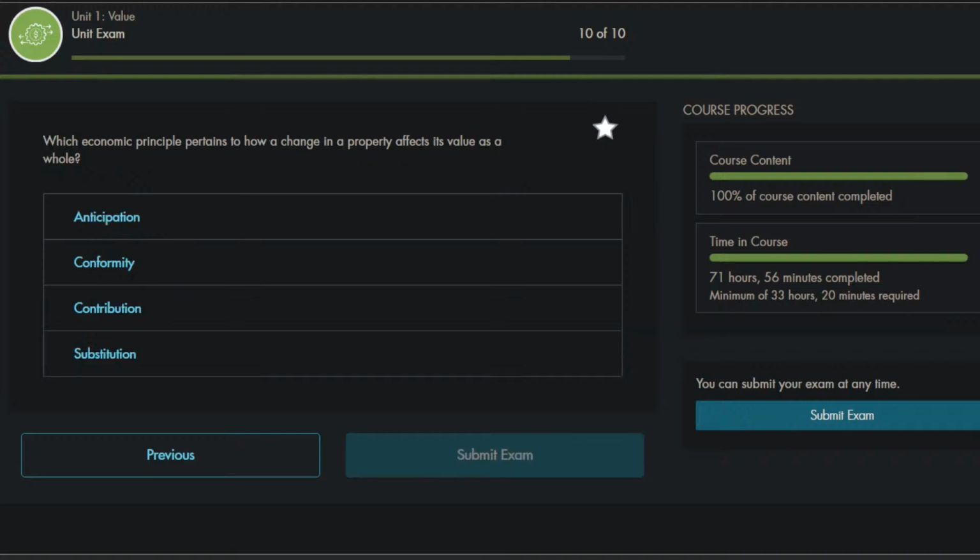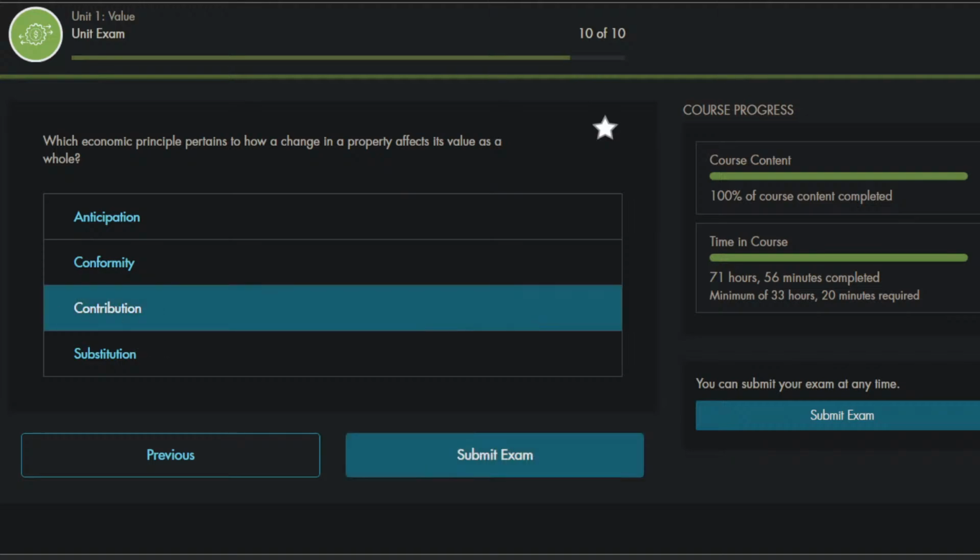Which economic principle pertains to how a change in a property affects its value as a whole? I believe that is contribution. A change in a property, right? We talked about the pool earlier, right? Had a pool, took it away.